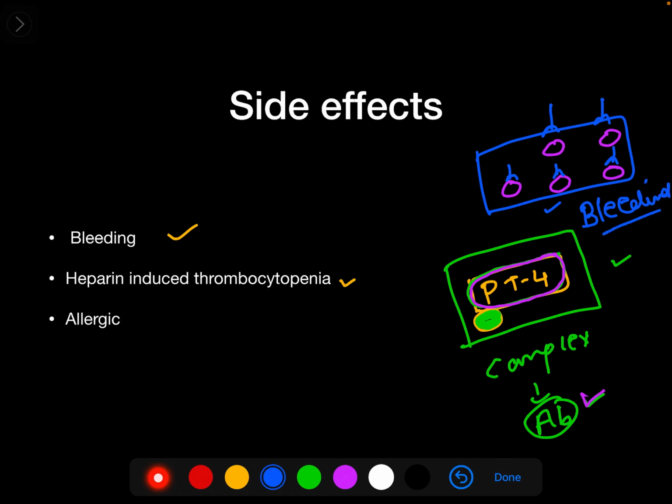So this is the very dreadful side effect of this drug, so we should keep this in mind, and there can be chances of allergy as well. Now if there is a toxicity of heparin, what drug has to be used? Okay, this is a question for you. I will give you the answer at the end of this video. So till then try to remember it if you can, otherwise I will tell you at the end of the video. So yeah, these are the side effects, that is bleeding, heparin induced thrombocytopenia and allergy.